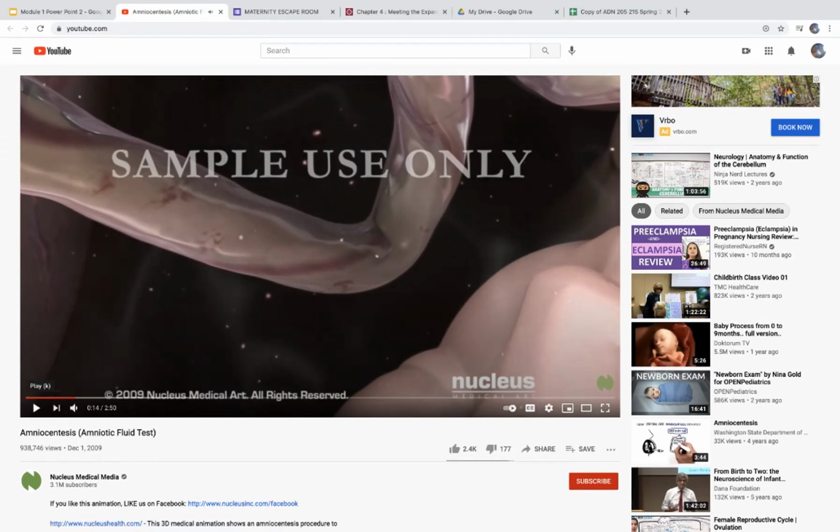Pause. When you first saw that, you saw that they were doing the ultrasound at the same time that they were ready to do the amniocentesis.